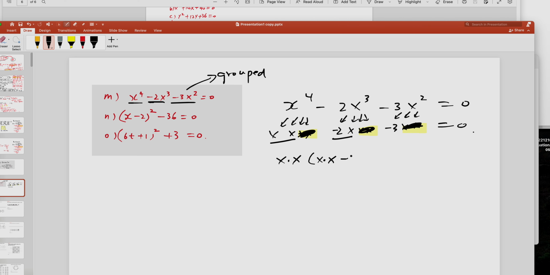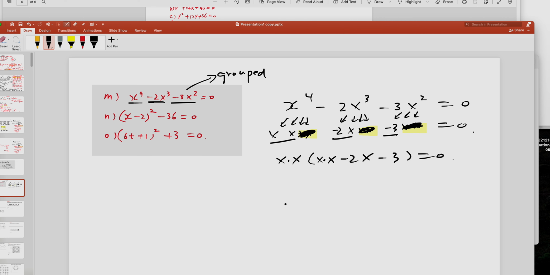you are left with minus 2x, right? The next one you are left with minus 3, right? Am I right or not? Yeah. Are you following? Yeah, good. So it's equal to 0. So this x times x is what? What's the result of x times x?